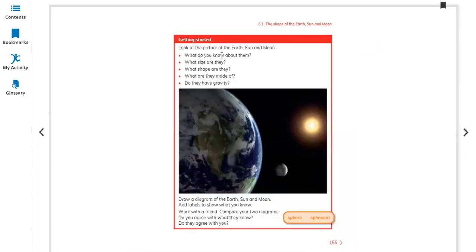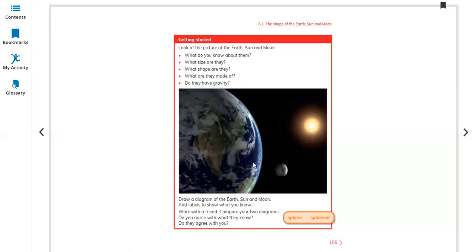Look at this picture of the Earth, the Sun and the Moon. What do you know about them? If we are talking about the Earth, where we are living, you can see mostly green part or blue part. The blue part, which one is more? 70%, 71% is water, and the green part is the smaller part, 29, 30 percent. So it's the place for living. The green area is where we are living, and the blue part is mostly water.